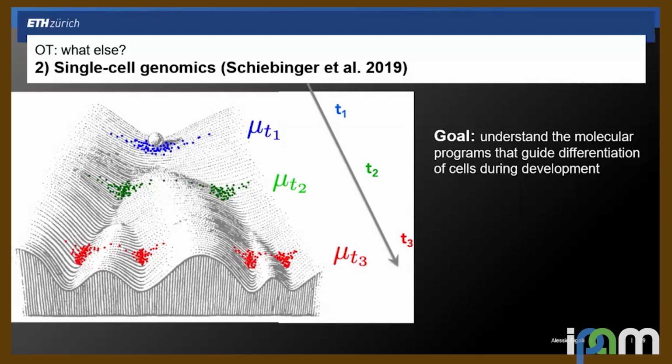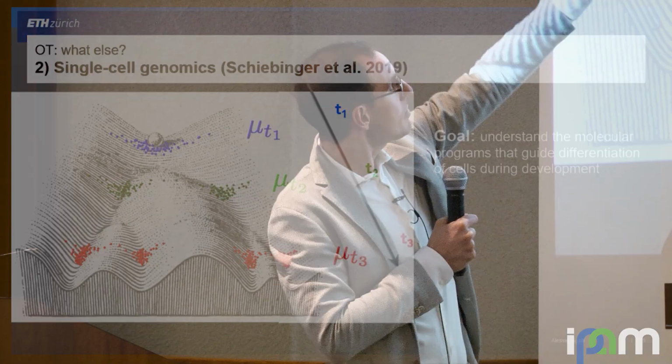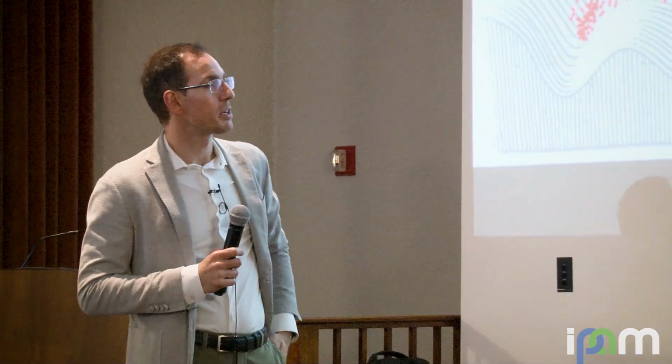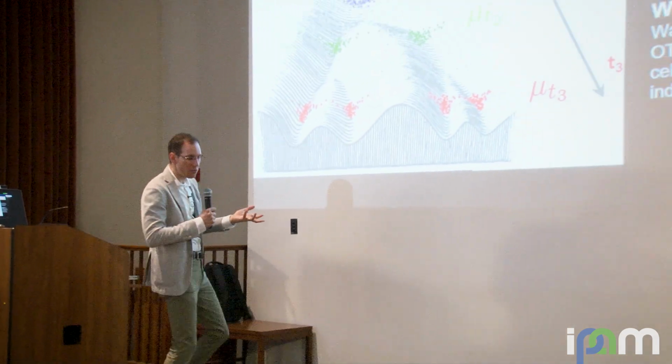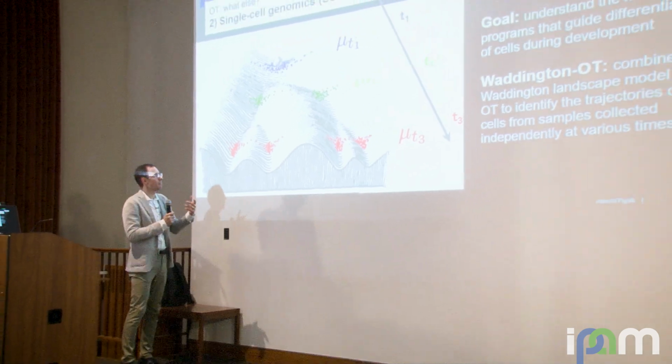So let's say at time t1 you see your cells, and then at time t2 you see them again, and something has happened. They are not the same. And then at time t3 you see a different distribution of cells. The picture of the landscape on the bottom is called the Waddington landscape. This is a model introduced by Waddington a long time ago to give an additional interpretation of the evolution of cells. It's not really too meaningful here.